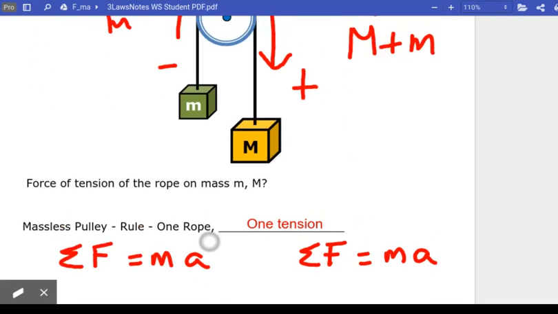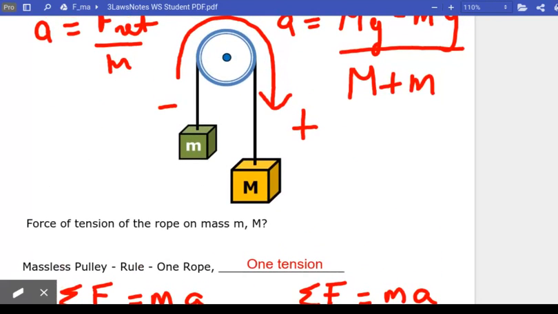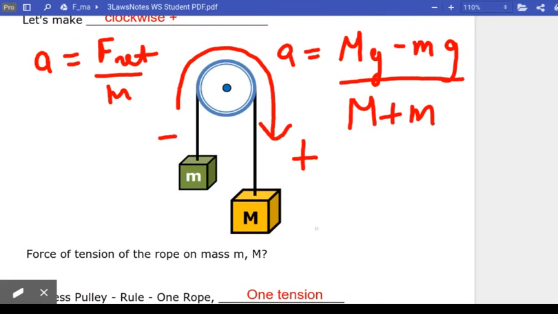What is the tension of the rope on mass m? Well, what's the tension on the rope, on the little mass and the big mass? And here's something huge that you should know: this tension equals this tension. Because you're going over a massless, frictionless pulley, these two tensions are equal. So if I find the left tension, I have found the right tension.